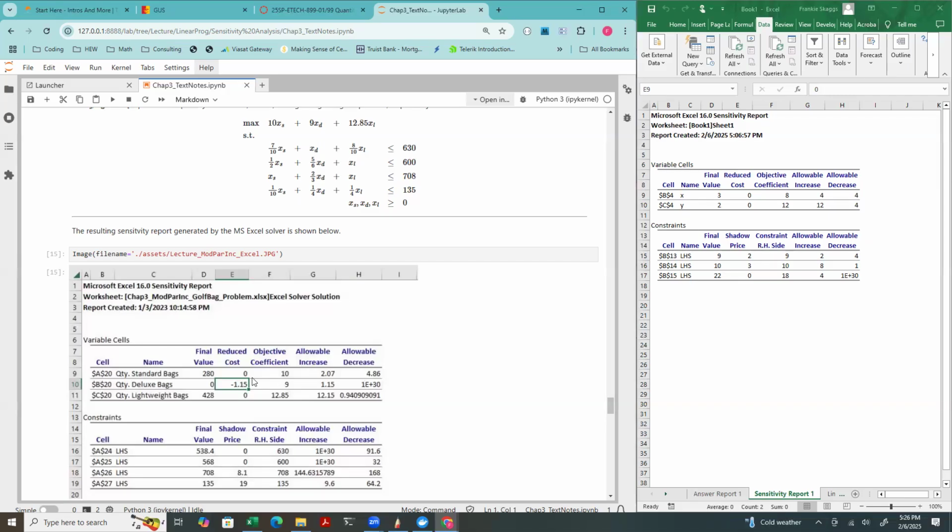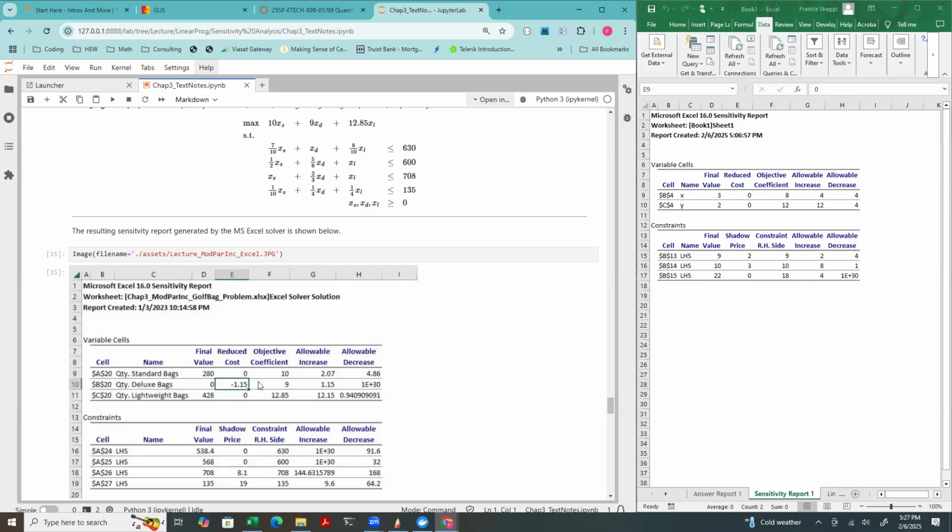Because you're pulling resources away from an operation that could have been used for a standard and lightweight bag there. And so that's one way to think about it. The other way to think about it is, well, how much would I have to increase the profit contribution for these deluxe bags? Currently it sits at 9, you can see right here, in order for the deluxe bags to show up in an optimal solution.